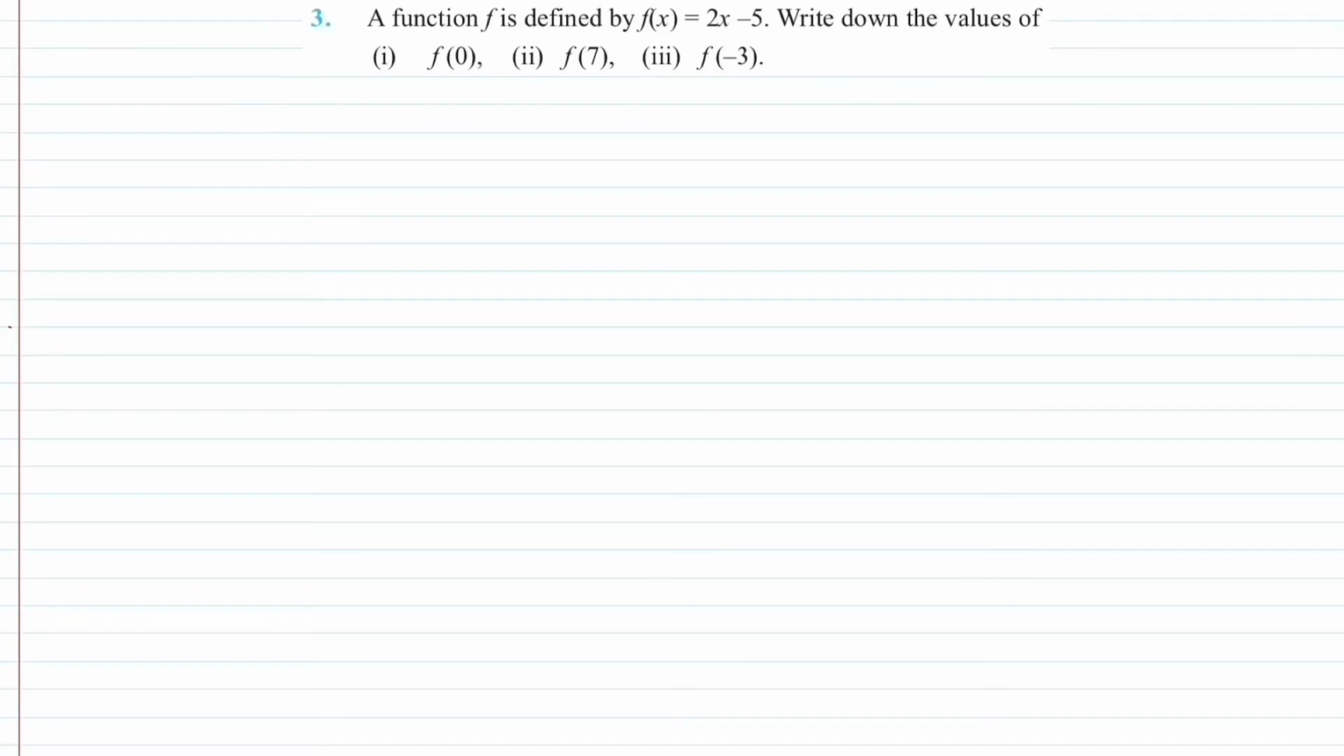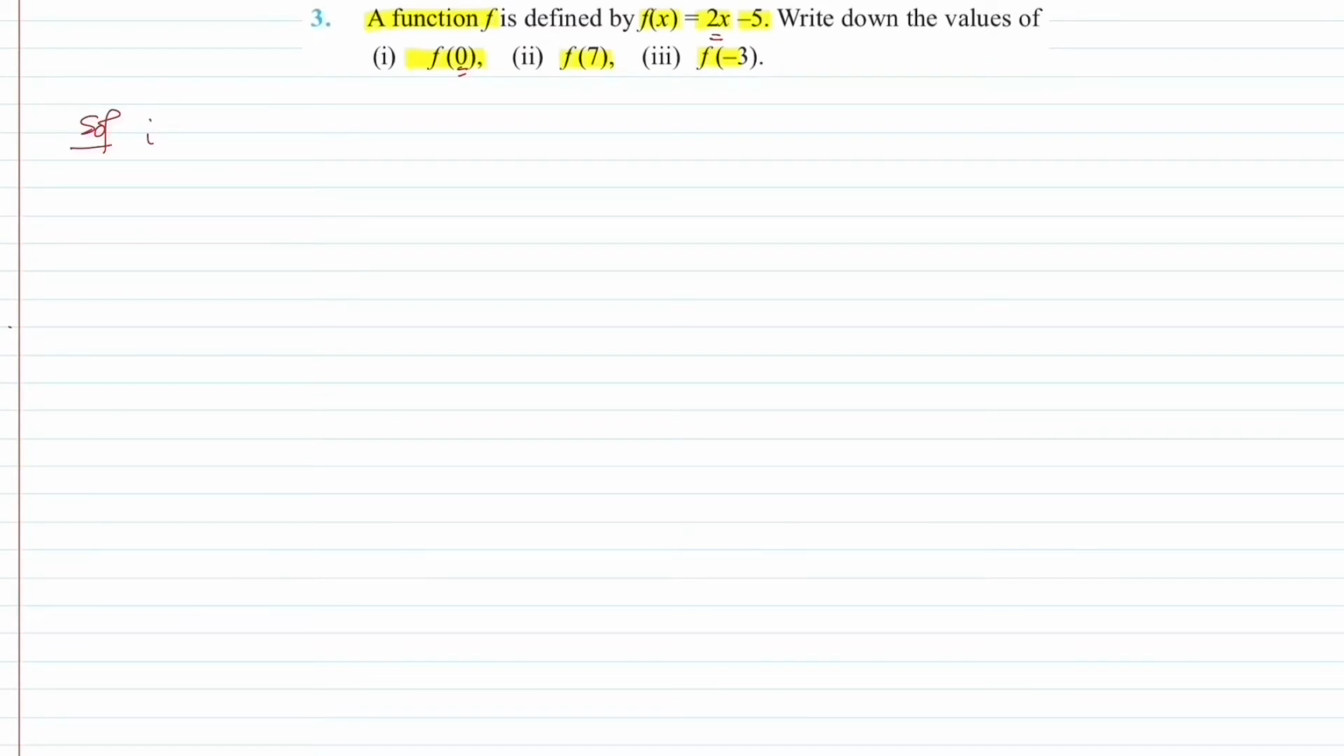Now let me show you how to solve question number 3. Here you see a function f is defined by f of x is equal to twice x minus 5. Write down the values of f of 0, f of 7, f of minus 3. It's very simple. You just need to replace the value of x by those values here. Let me show you one by one.